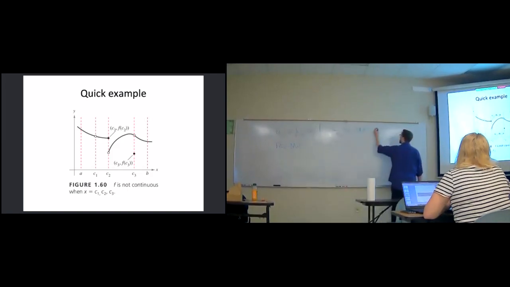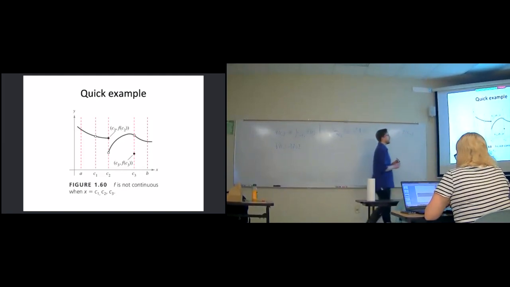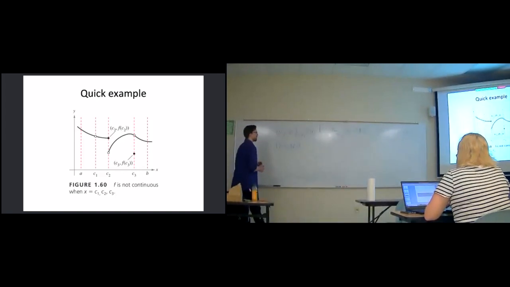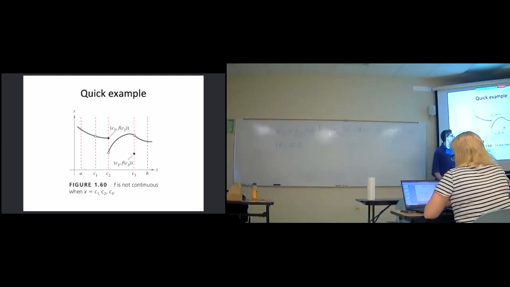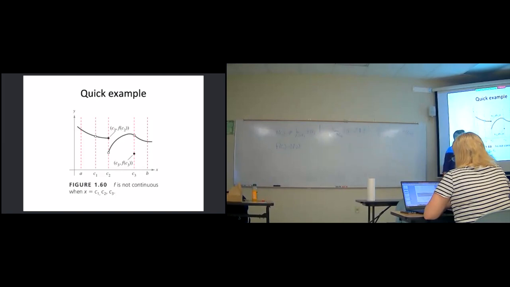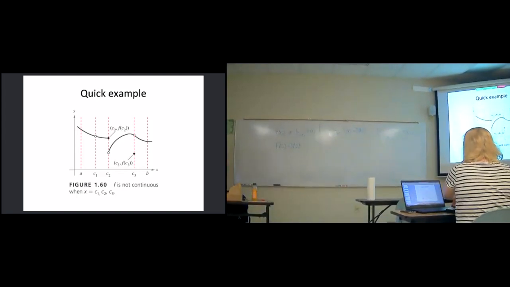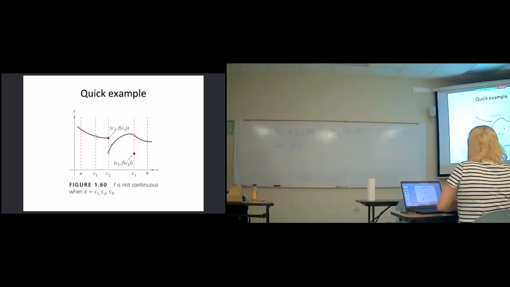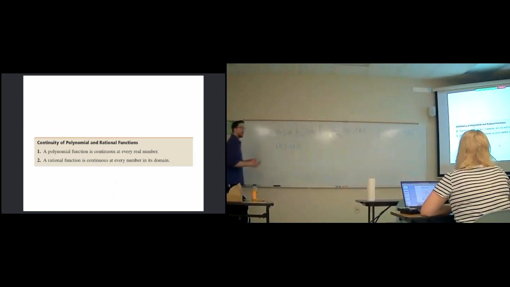And then at C3, we have the case, the limit as x approaches C3 of f of x does not equal what f of C3 is. So we're continuous in A to B everywhere except at C1, C2, C3. But we are not continuous in the interval A to B. Having said that, some good properties to know.